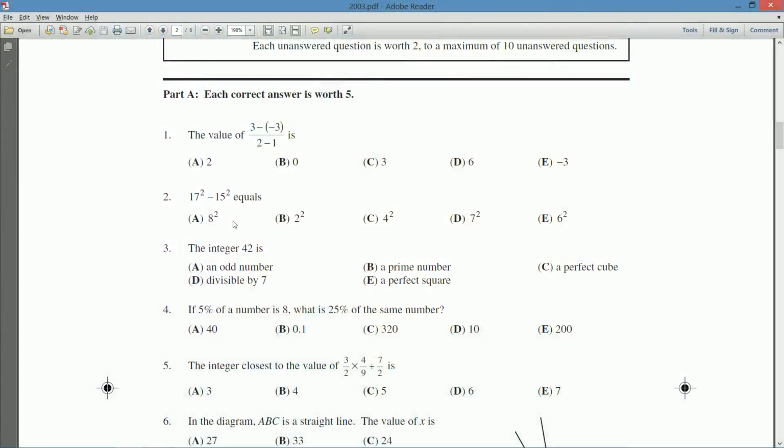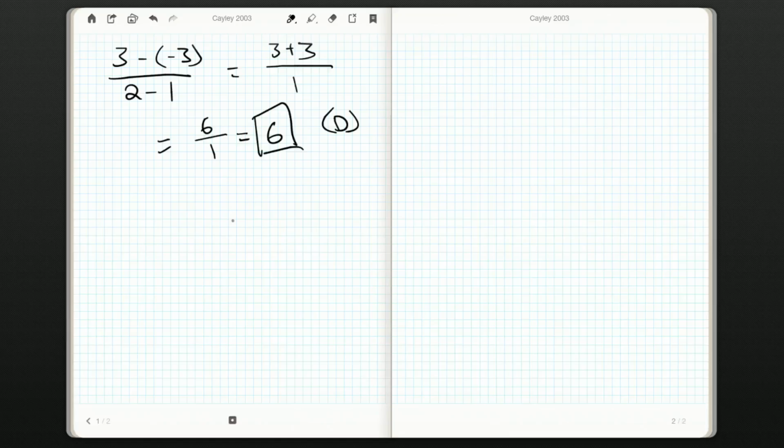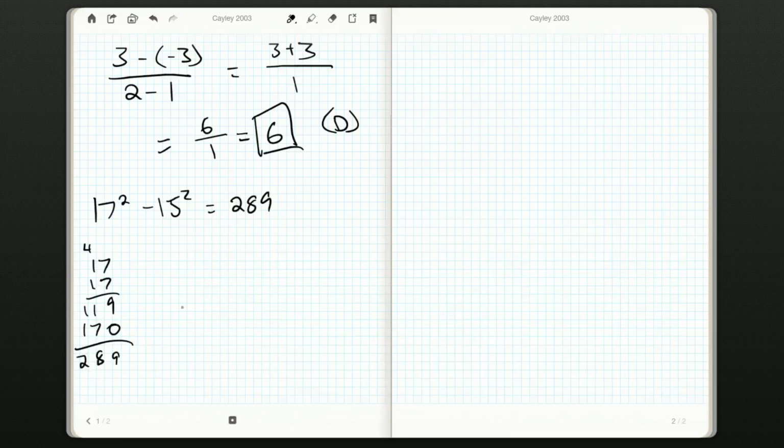Okay? So, 17 squared minus 15 squared. Well, that's going to be 289. If you're having trouble with that and you don't have your calculator, you can always multiply out by hand. And 15 squared is going to be 225.